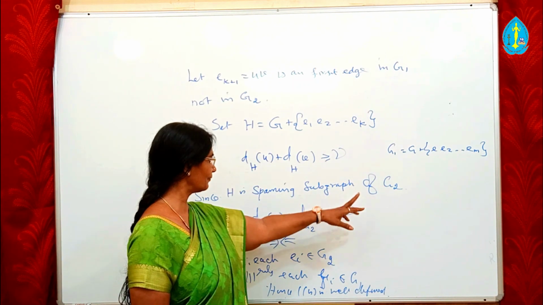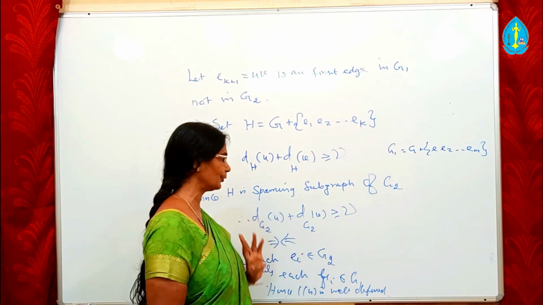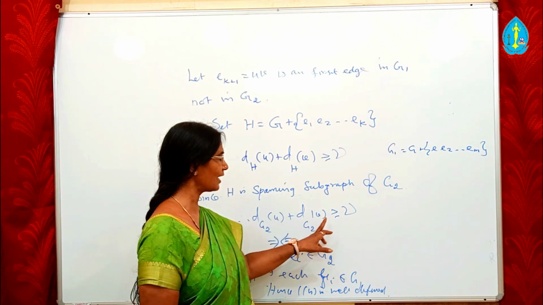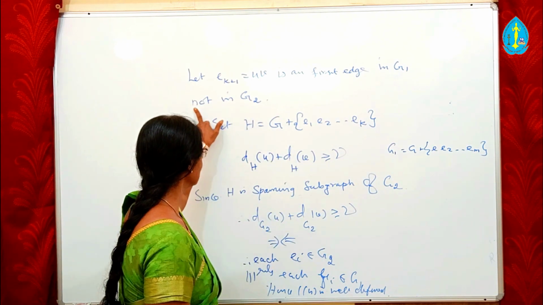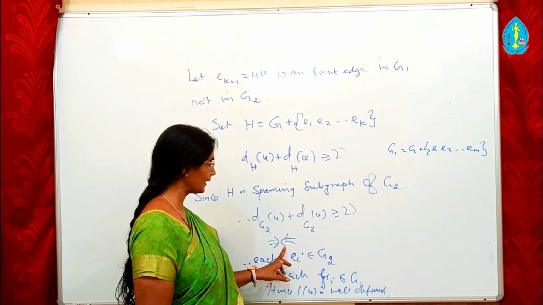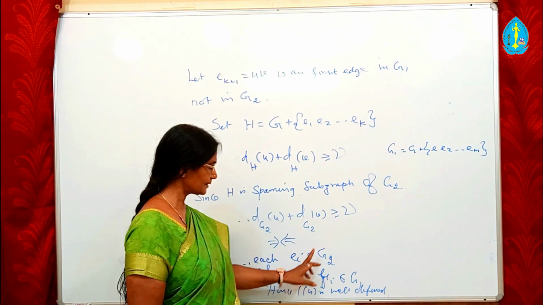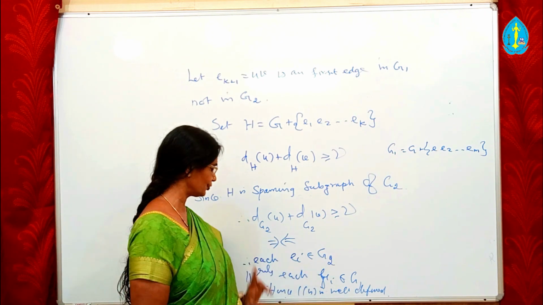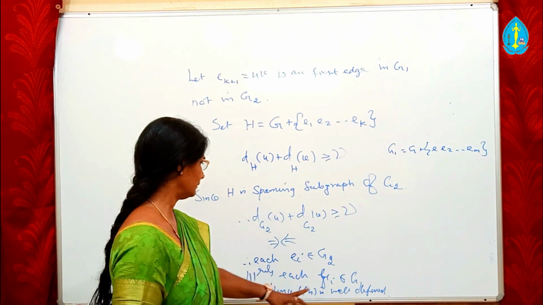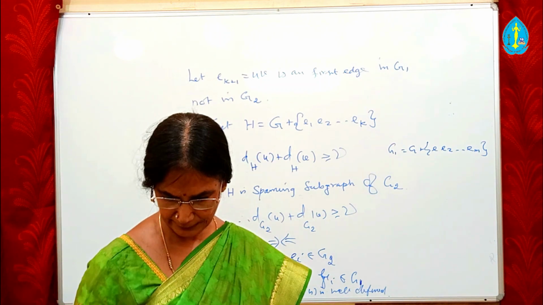Since H is a spanning subgraph of G2, the degree of U in G2 plus the degree of V in G2 is always greater than or equal to gamma. So this is a contradiction. Since UV is non-adjacent in G, by our choice E(k+1) is not in G2, but we have UV adjacent in G2, which is a contradiction. Therefore each Ei belongs to G2. Similarly, we prove each Fi belongs to G1. Hence C of G is well defined.